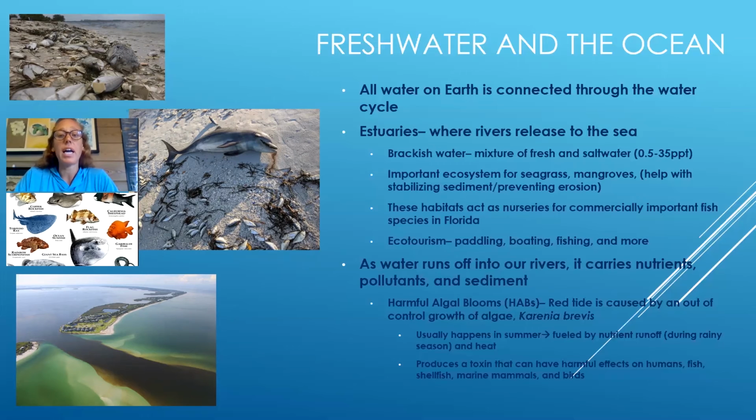But it's actually caused by one of our algae. It's called Karenia brevis. It's a red algae. And it usually happens in the summer because it is fueled by that nutrient runoff. Since it is rainier in the summertime, there's going to be more runoff and the heat. So heat really helps algae grow as well. So that Karenia brevis actually produces a toxin that has harmful effects on us.